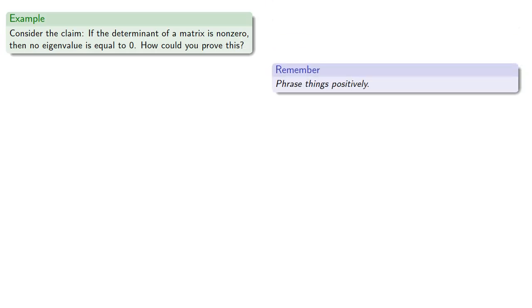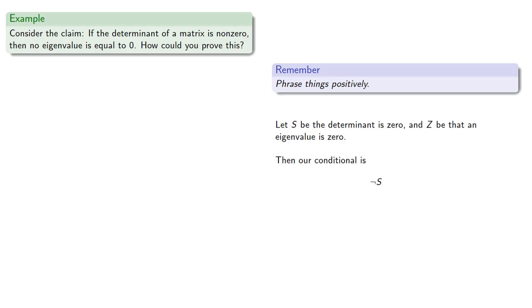Now, it's not absolutely necessary, but it is useful to phrase things positively. And so here we're saying the determinant is non-zero and there's no eigenvalue equal to 0. So let's avoid including negations in our statements and let S be that the determinant is 0 and Z be the statement that an eigenvalue is 0. Then our conditional, the determinant is not 0, that's the negation of S, and it implies an eigenvalue is not 0, that's the negation of Z. And so we could prove true, if the determinant is not 0, then no eigenvalue is 0.